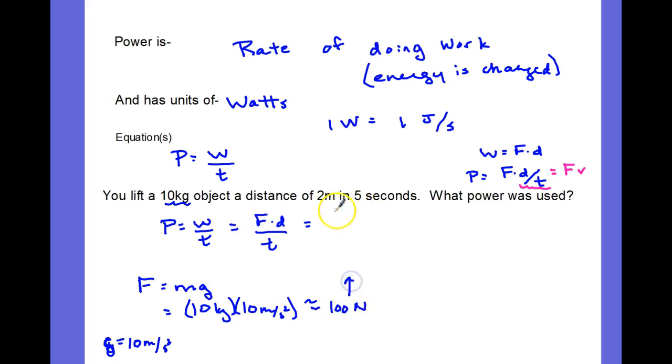And now I'm going to plug it into the formula. 100 newtons times 2 meters in 5 seconds. So 5 goes into 100 20 times. 20 times 2 is 40 watts.